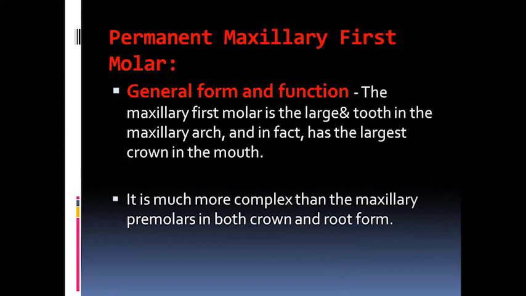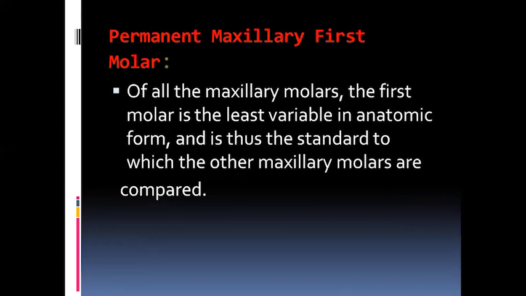General form and function: the maxillary first molar is the largest tooth in the maxillary arch and in fact has the largest crown in the mouth. It is much more complex than the maxillary premolars in both crown and root form. Of all the maxillary molars, the first molar is the least variable in anatomic form and is thus the standard to which the other maxillary molars are compared.